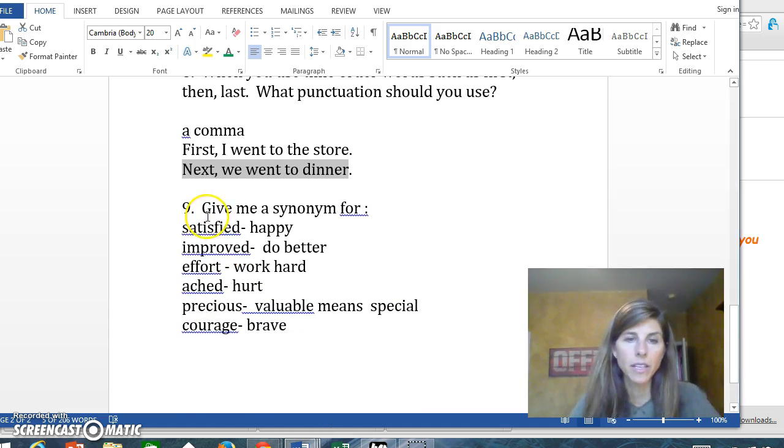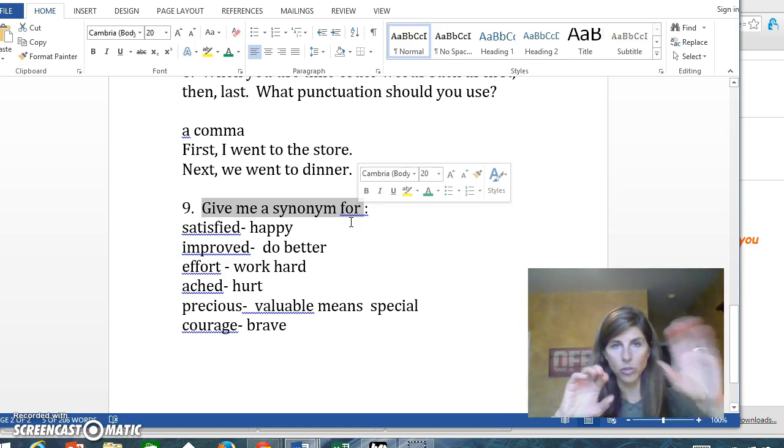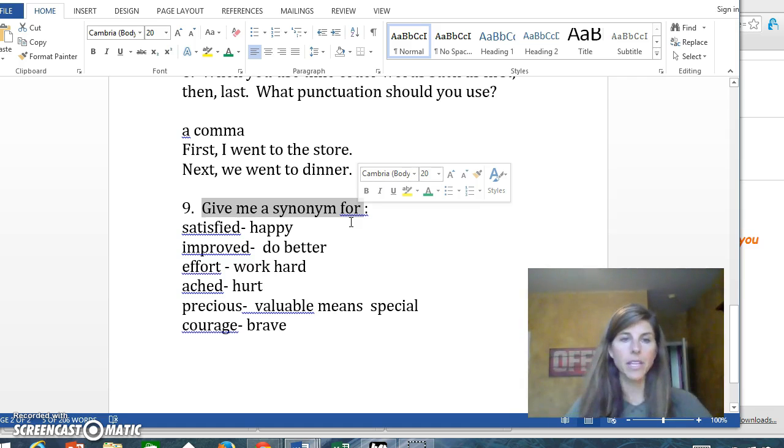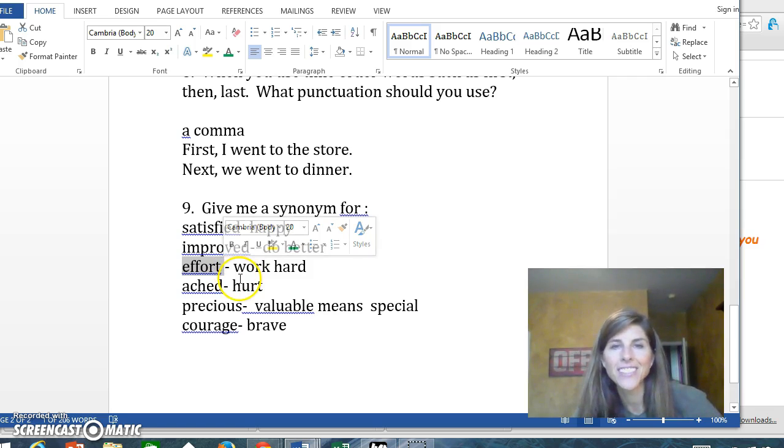Number 9, give me a synonym. What is a synonym? It's just another word for a word. So two words that mean the same thing. So if we said satisfied, the word happy would be a synonym for satisfied, or satisfied would be a synonym for happy. Improved, do better. And the word effort, give me a synonym for effort. Don't look, work hard. Okay, so don't look on the rest of these.